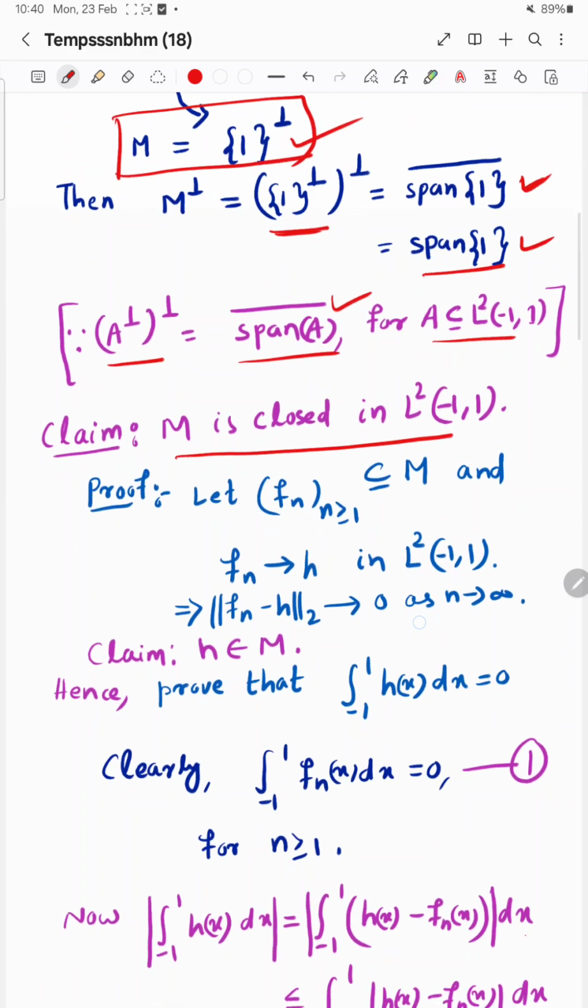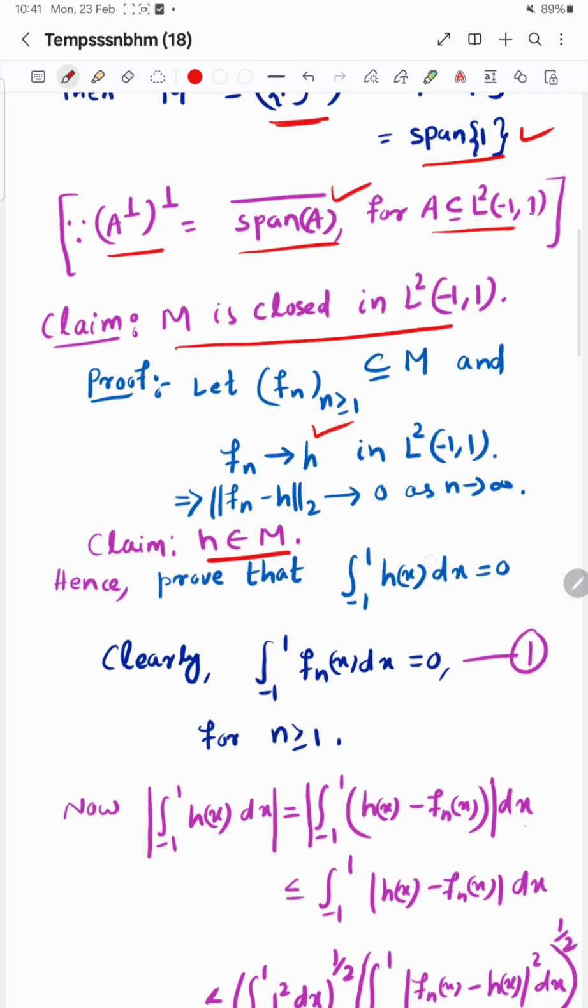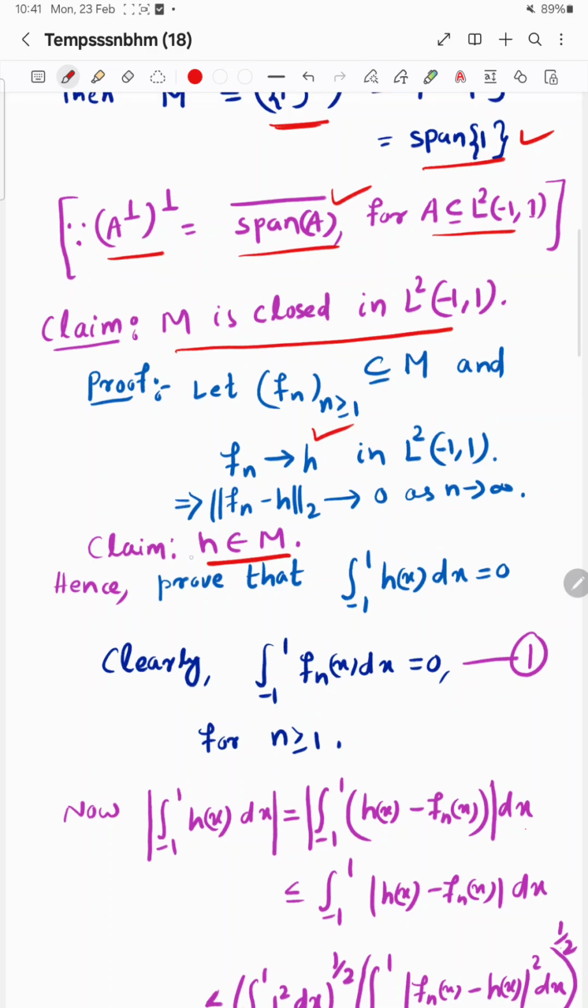How can you show it? Closed set means it should contain all its limit points. Means if we take any sequence fn which converges to some limit point h, then we have to ensure that h is in the set M. Then only the set M will be closed. To show that M is closed, we have to show that h belongs to M. And here fn are all elements from the set M.